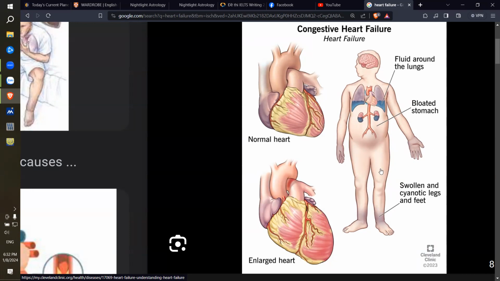Okay, so you have a bloated stomach, fluid in the lungs, and then swollen and cyanotic legs.